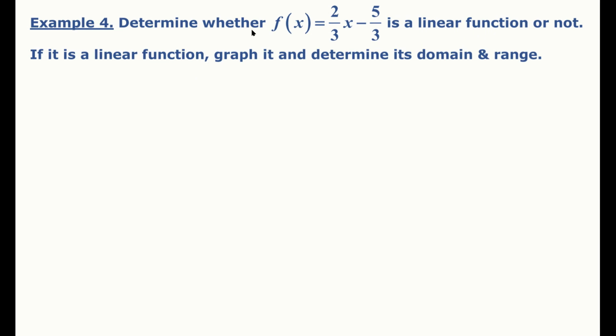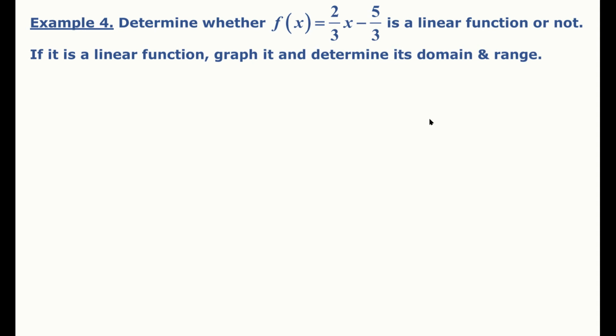All right, for this problem, we're doing a similar type of example, but here we have some fractions which make no difference because remember, it is in the form mx plus b, and these two constants need to be real numbers, which they are. So this is definitely a linear function. Now it says if it is, then go ahead and graph it and determine its domain and range.